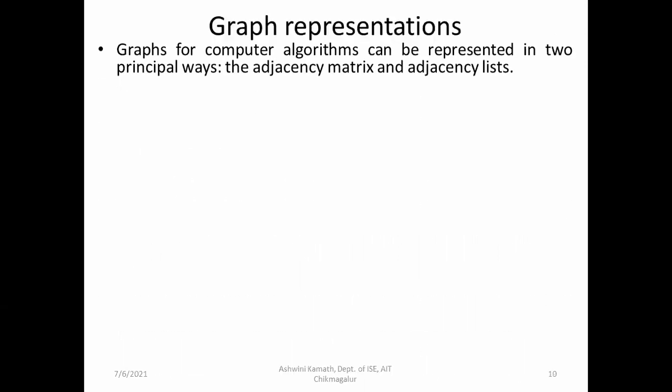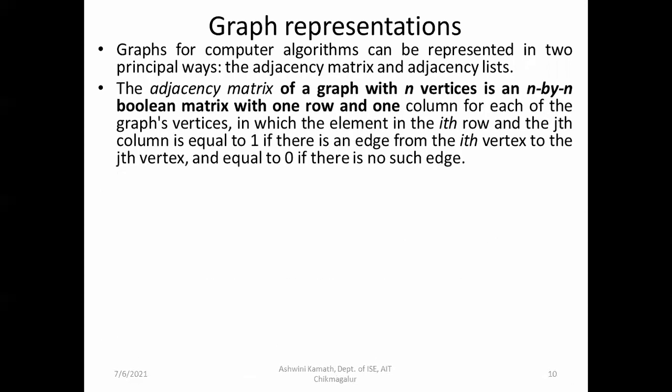So graph representation, we know that a graph can be represented in the computer in two methods: one is the adjacency matrix, another one is the adjacency list. This also you have studied, right? The adjacency matrix of a graph with n vertices is an n by n Boolean matrix with one row and one column for each of the graph's vertices, in which the element in the ith row and jth column is equal to 1 if there is an edge from the ith vertex to the jth vertex, and equal to 0 if there is no such edge.